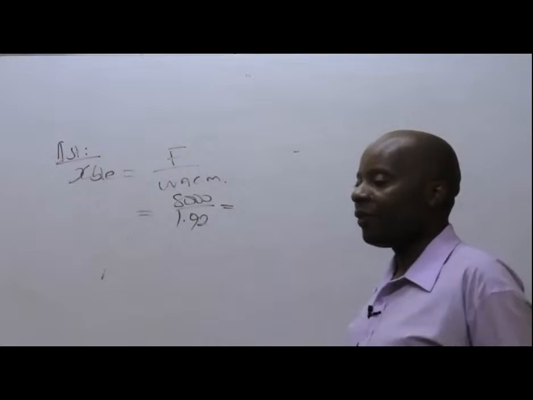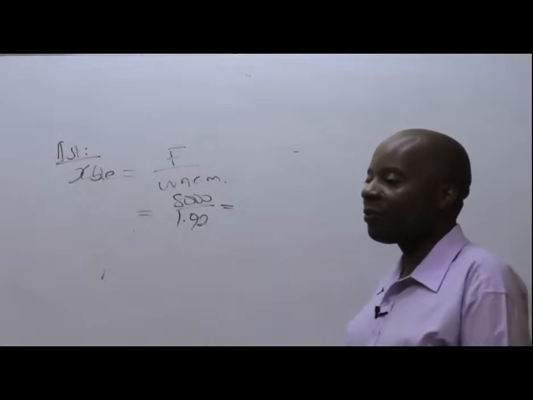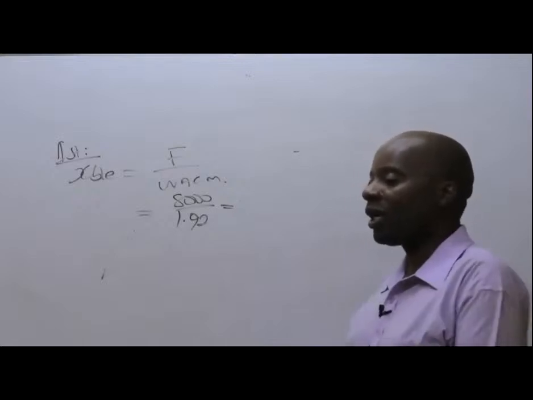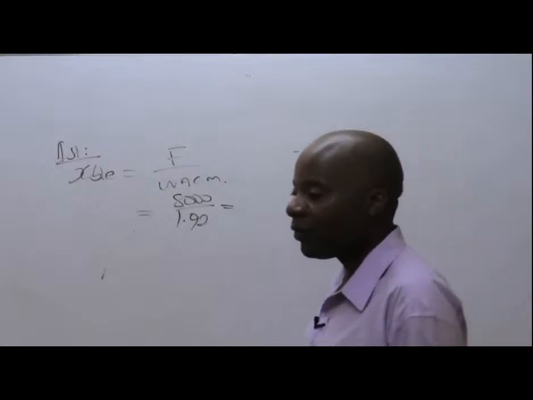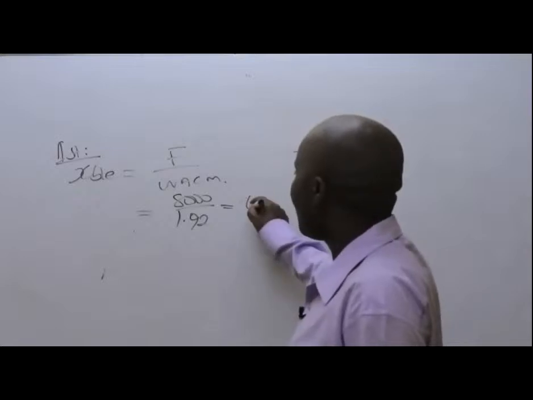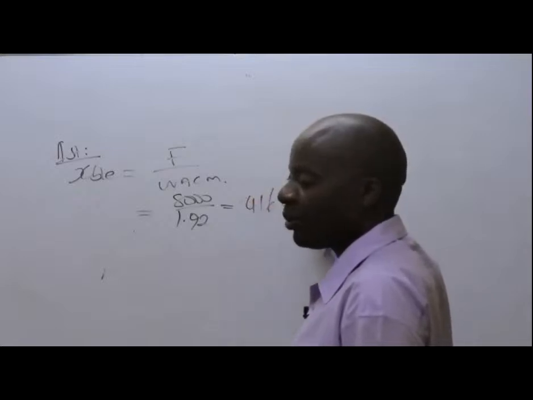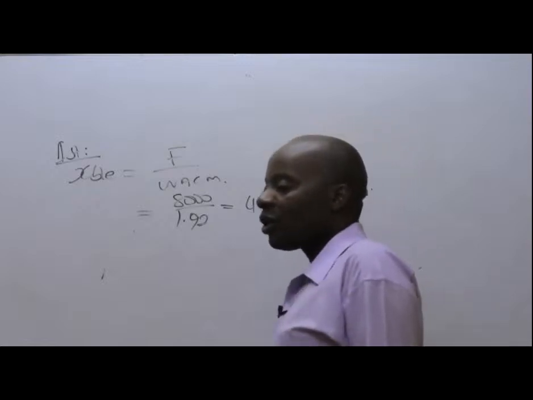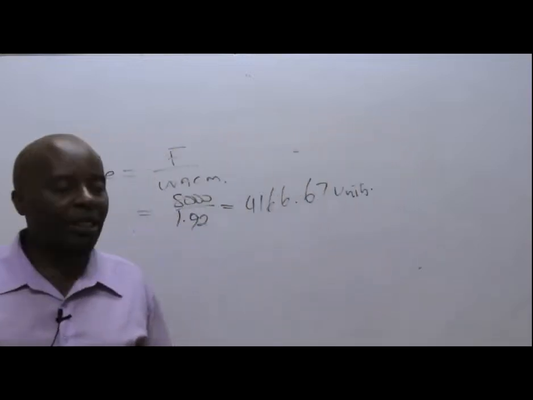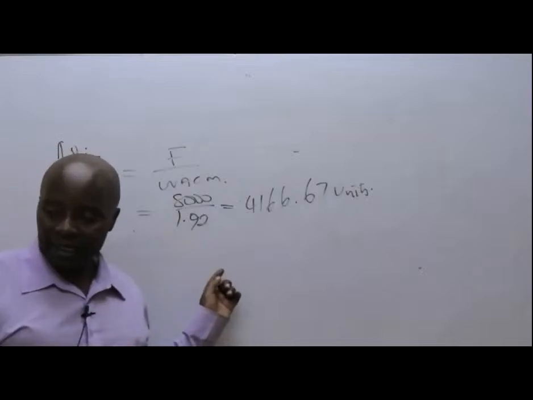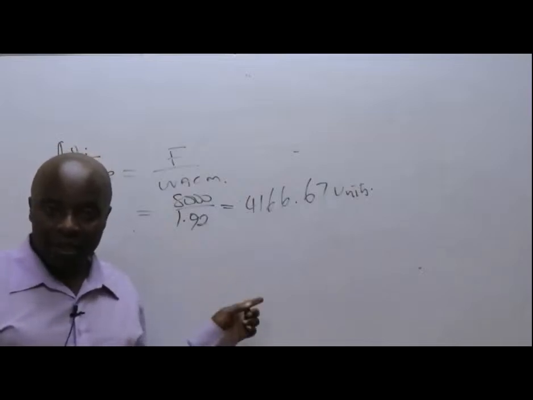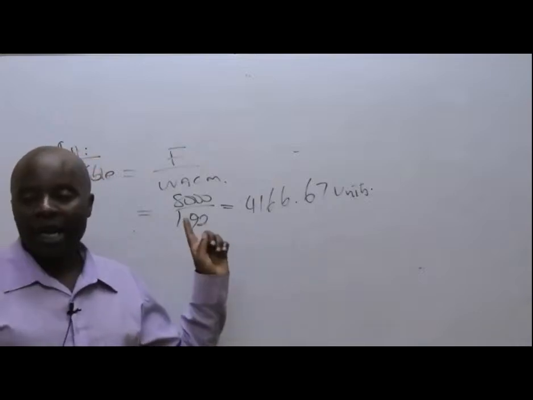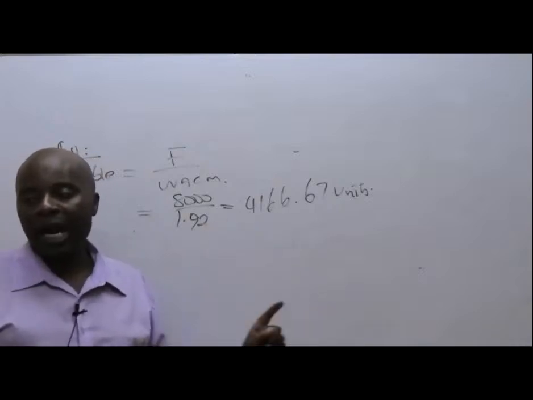8,000 divided by 1.92. Remember, these questions are all over in your past papers, very popular. So Mary Njoroge gives us a figure of 4166.67 units. Thank you, ladies and gentlemen. After getting this, the second step is to monetize these. So how do we monetize these? By taking this quantity and multiplying it with the price.